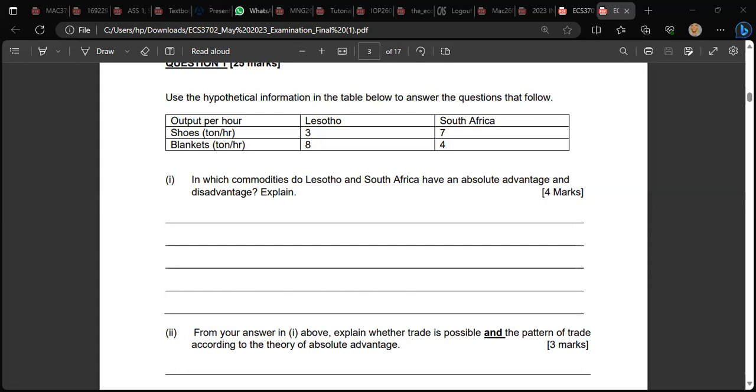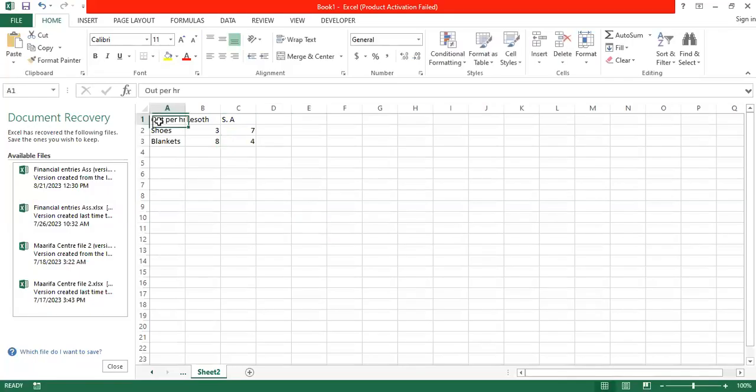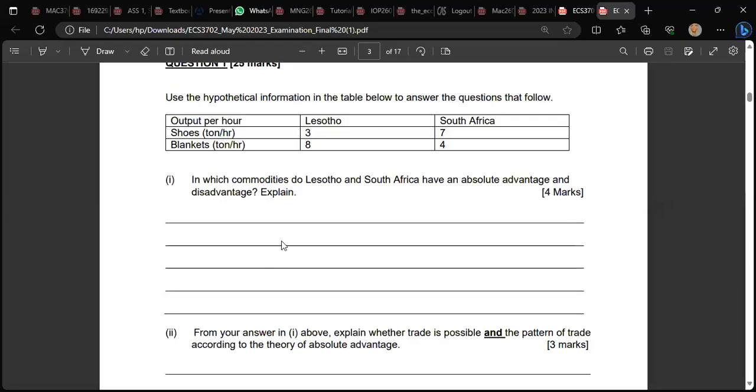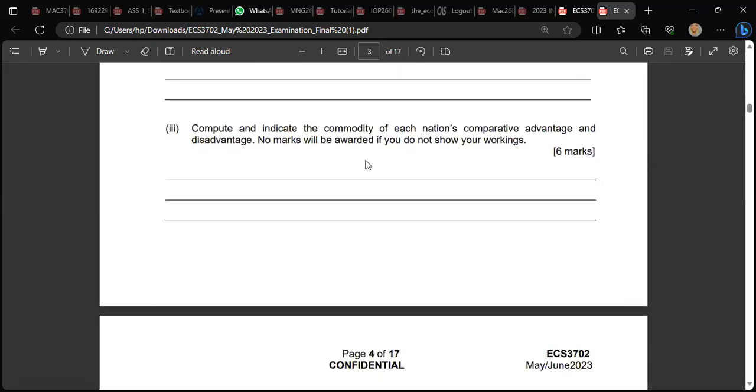Right. I think I've copied this. Let me share the screen. Right, I think this is what we have there. So output per hour, and then we have Lesotho and we have SA. So this is what we have. All right, so let's get to the question. Compute and indicate the commodity of each nation's comparative advantage and disadvantage.